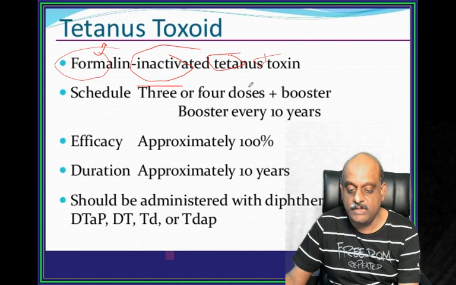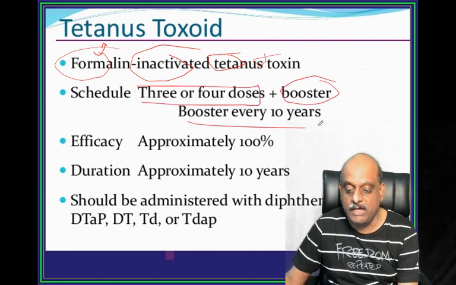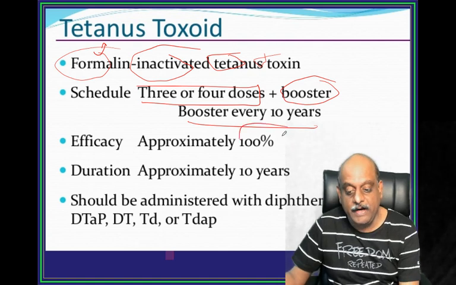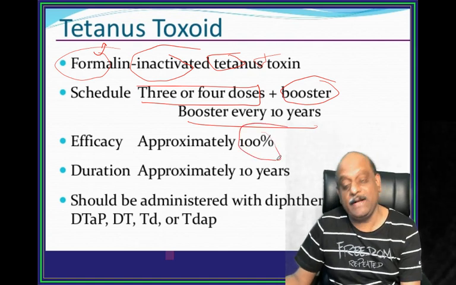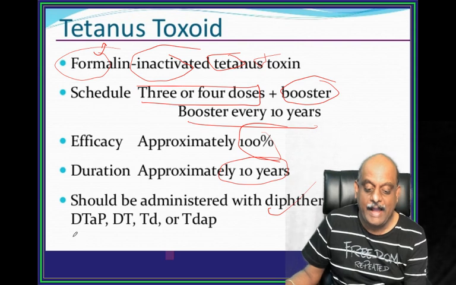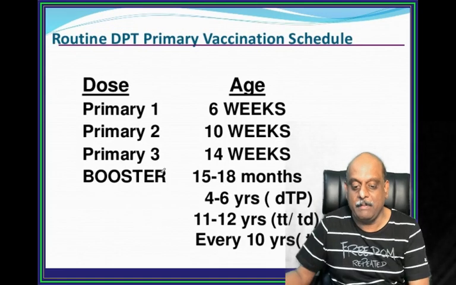The schedule is 3 to 4 doses plus booster. Booster every 10 years. 100% efficacious, effective for about 10 years, and it should be administered with diphtheria toxoid as DTaP, DT, Td, Tdap. That's what you need to remember.